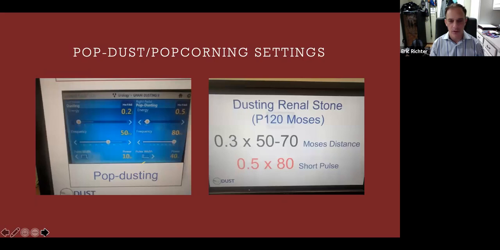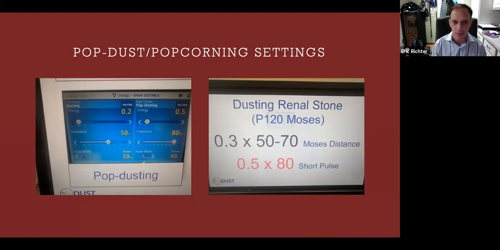So these are just pictures, and hopefully this looks a little bit familiar to you on the left. One of the techniques is pop dusting, or popcorning. Once you initially start by reducing the size of the stone and end up with smaller fragments, where you want to get to 1 or 2 millimeters, you can use this pop dusting technique.